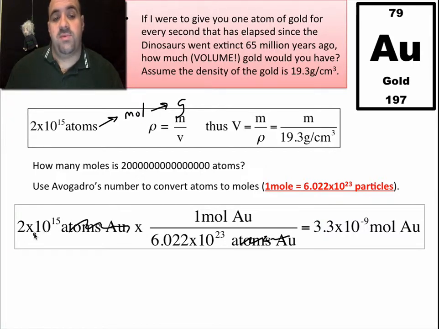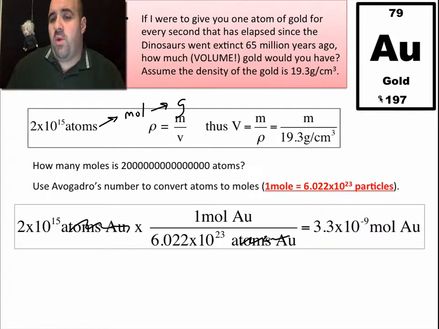So now you multiply 2 times 10 to the 15th times 1, divided by 6.022 times 10 to the 23rd, and we end up with 3.3 times 10 to the negative ninth moles of gold. So we converted this many atoms into moles using Avogadro's number. So I know I have not even close to a mole. I have 10 to the negative ninth of a mole, 0.0000 with a decimal point, I don't have even close to 1 mole of gold.